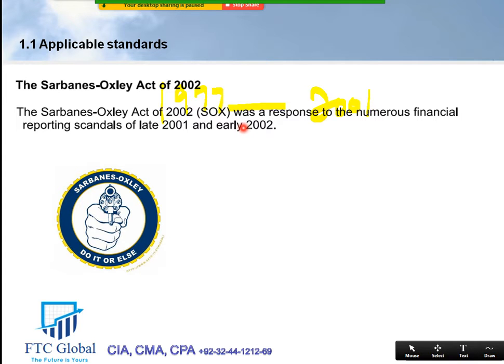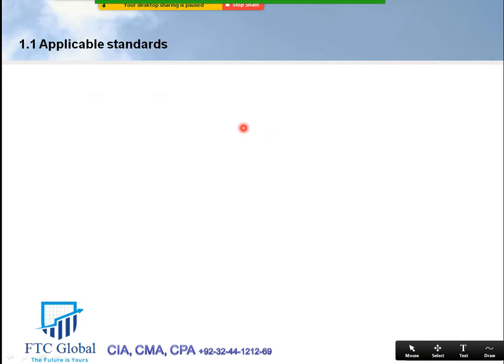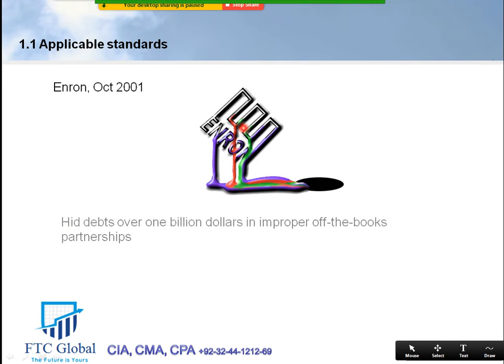Every law has some dynamic at the back end. So what are the reasons? I'll tell you. Enron, October 2001, the largest energy company in the world. This company was involved in hiding debts of over $1 billion in improper off-the-books partnerships. It hid its debts and losses and continued doing so. Eventually, things went bust in October 2001.